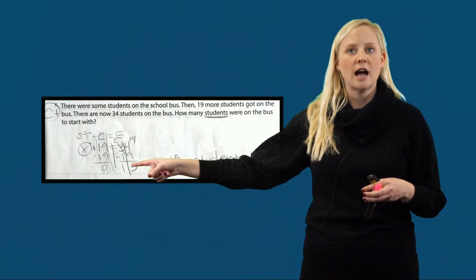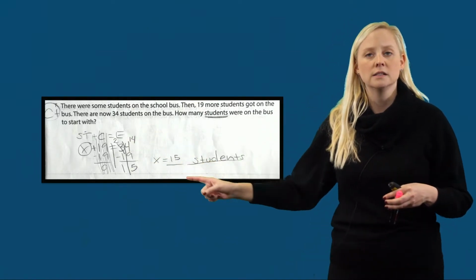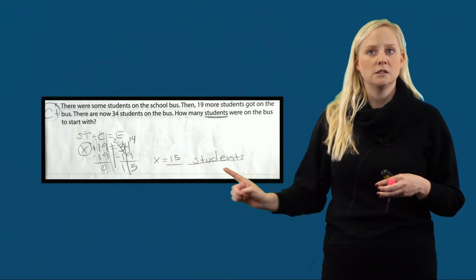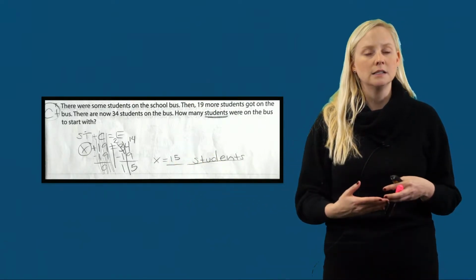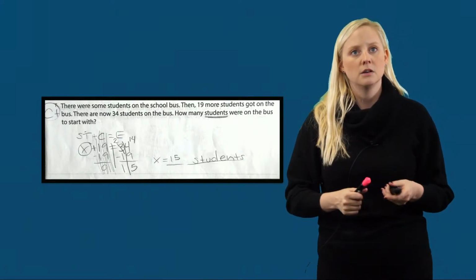The student subtracted and correctly regrouped, exchanging 1 ten for 10 ones, and the student correctly wrote the answer as X is the same as 15 students. We know our answer makes sense because in a change increase problem, our end amount is always going to be the greatest number.